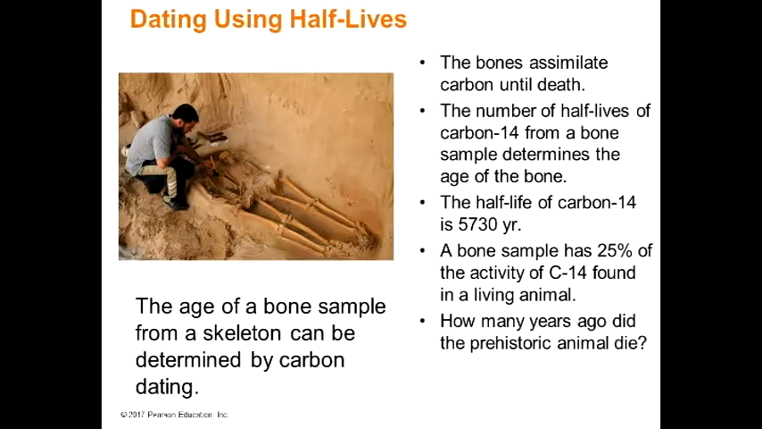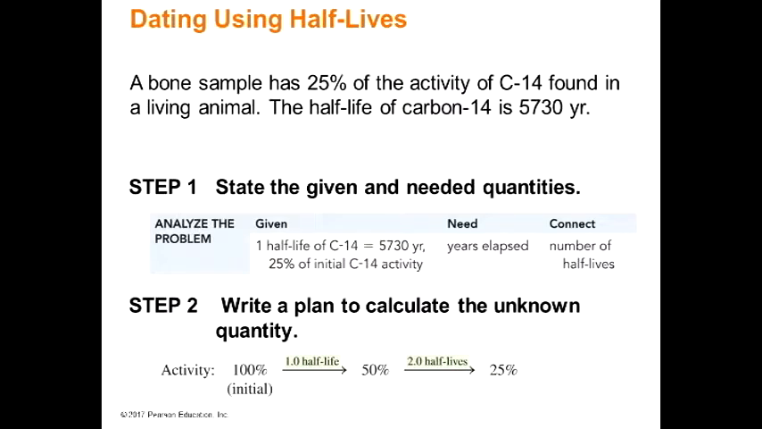Other examples, bones. The number of half-lives of bone tells you the age, because carbon-14 has almost a 6,000 year half-life, 5,730 years to be exact. The bone sample has 25% of the activity of C14 found in living animals. How many years does it have? You just run through the calcs. The age of the bone sample, the skeleton, can be determined by carbon-14. Here we show you the calculations.